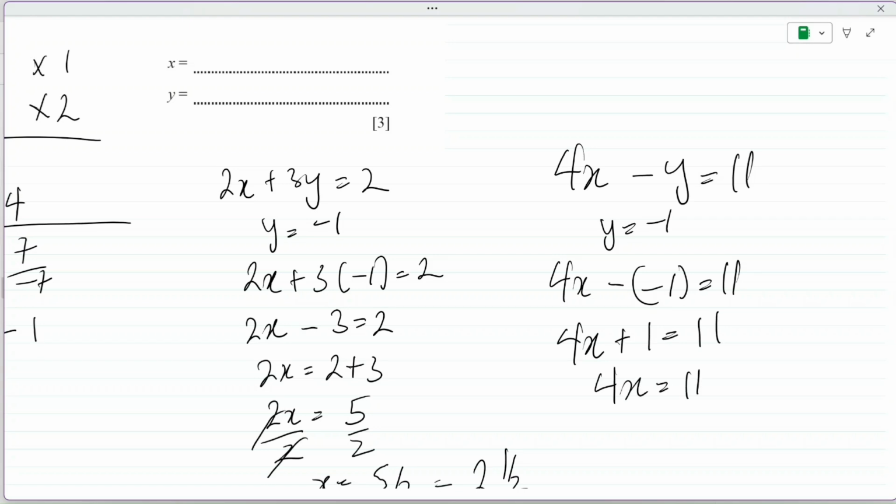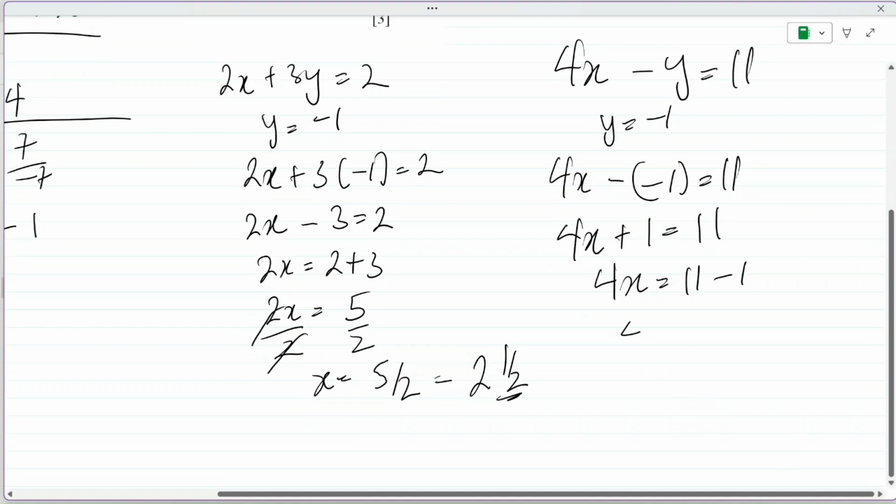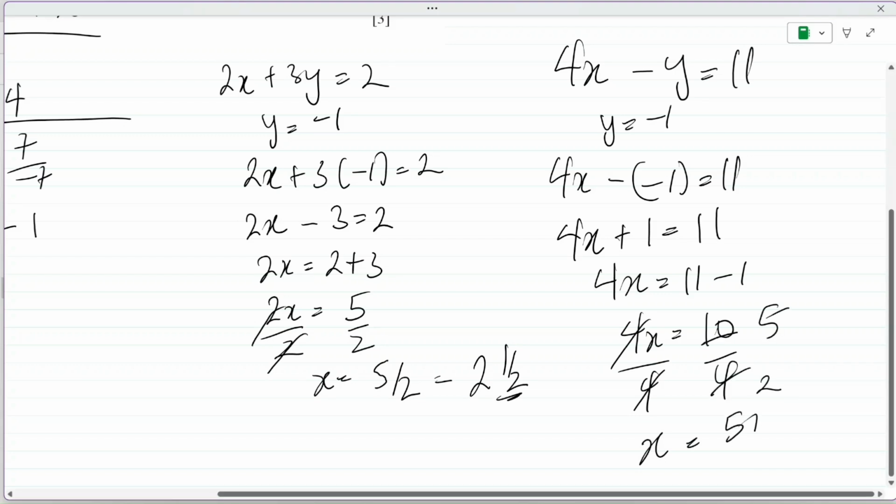4x equals 11 plus 1 crosses the equals sign and turns to minus 1. 4x equals 11 minus 1, that's 10. We're looking for x, so we divide both sides by 4. 4 cancels 4. X equals 4 can't go directly in 10 without a remainder, so you say 2 in 4, 2. 2 in 10, that's 5. X is still 5 over 2, which you can convert to mixed fraction, that's 2 whole number 1 over 2.